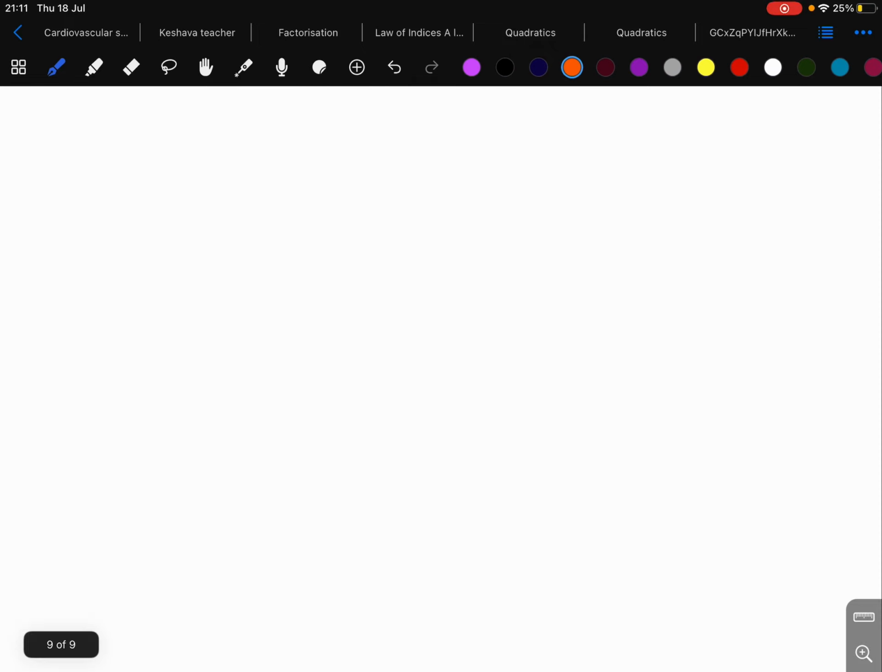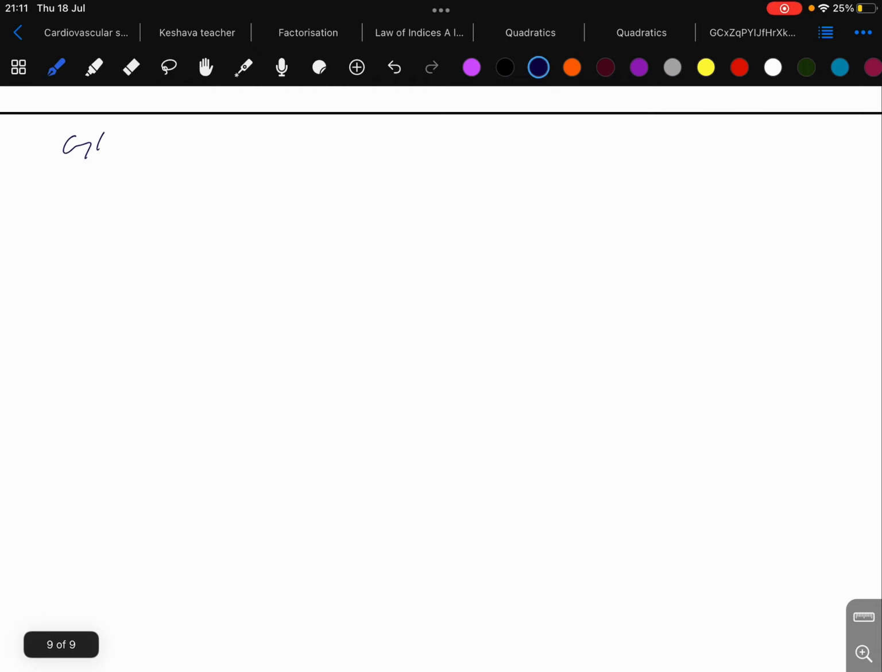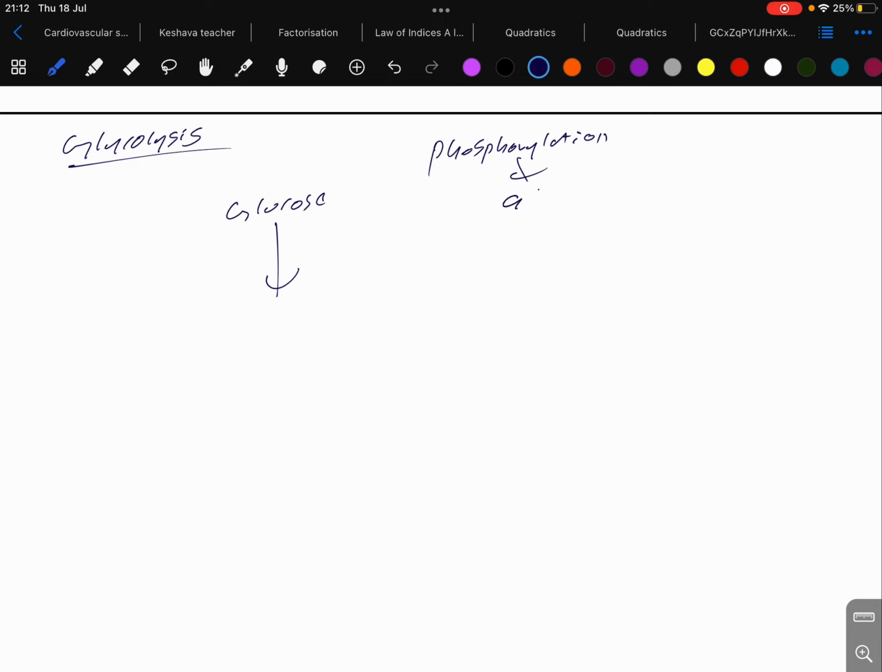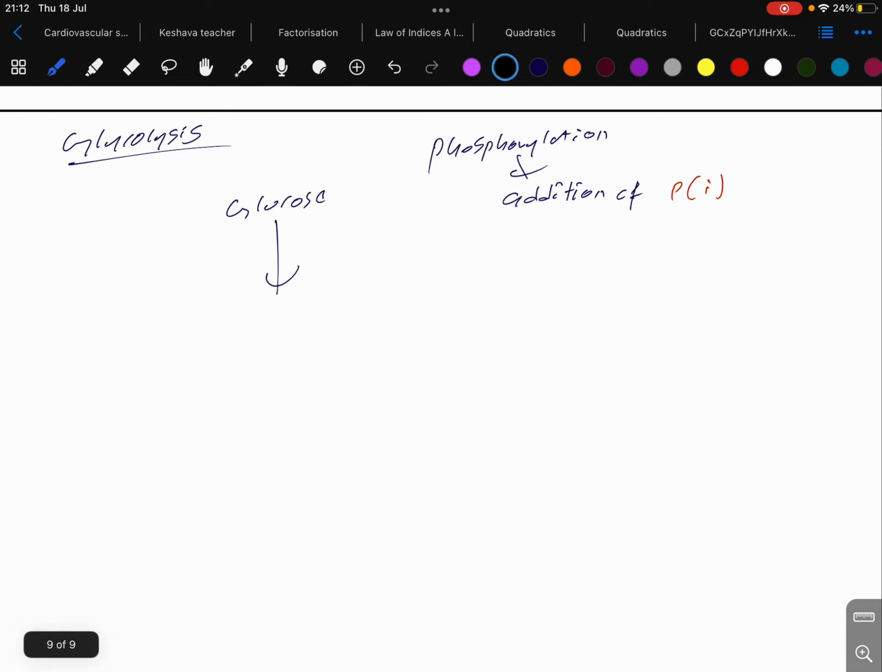So what happens in glycolysis is a glucose molecule is phosphorylated. So phosphorylation is addition of a phosphate group. So a phosphate group is added to a substrate or any reactant molecules to make them more reactive. So phosphorylation here by 2 ATP molecules.